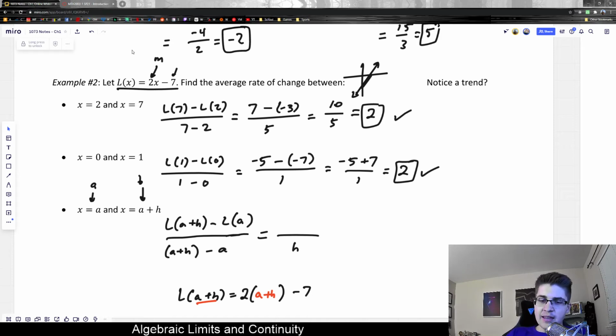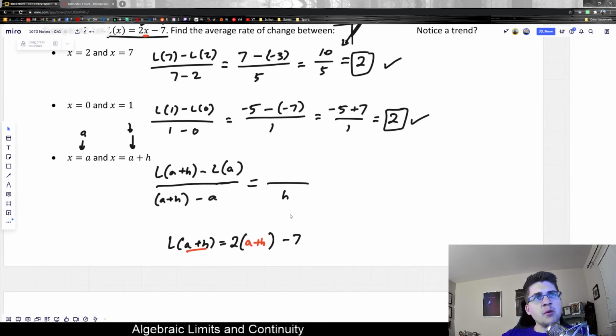And that's how, if you're wondering how do I plug in something other than a number into a function, it would just be algebraic substitution. You're going to plug that in for x and use proper algebra technique to simplify. So from here, we would of course have to use the distributive property because we have 2 times an entire a plus h. So this would give me 2a plus 2h minus 7. And that would be what this is, L of a plus h. So in my numerator here, I'm going to have 2a plus 2h minus 7. And that is the first component.